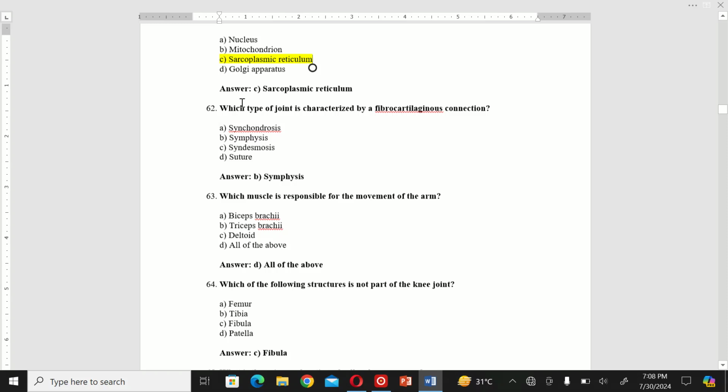The next MCQ is which type of joint is characterized by a fibrocartilaginous connection? A. Synchondrosis, B. Symphysis, C. Syndesmosis, and D. Suture. So the correct option is B.